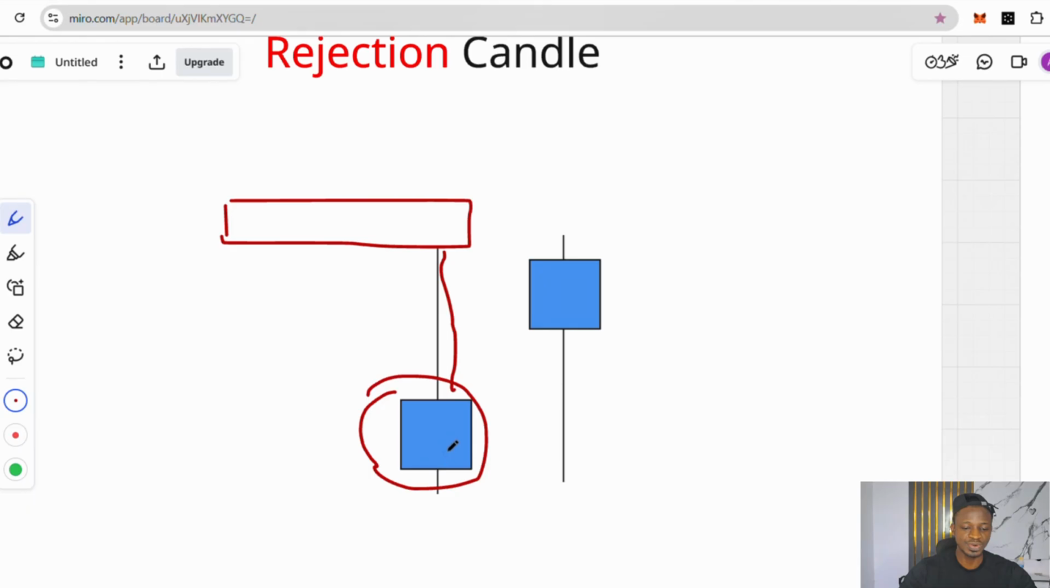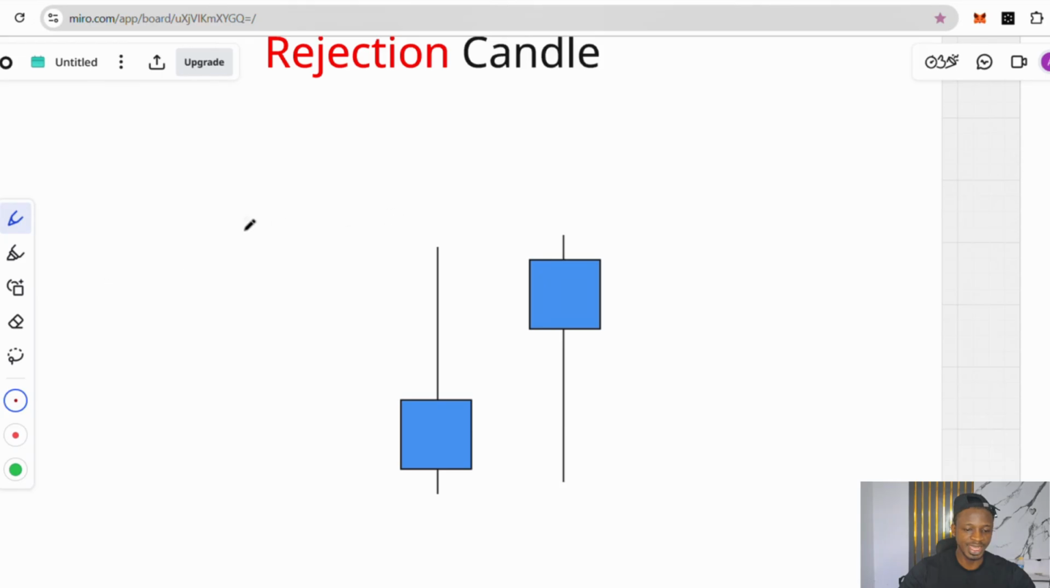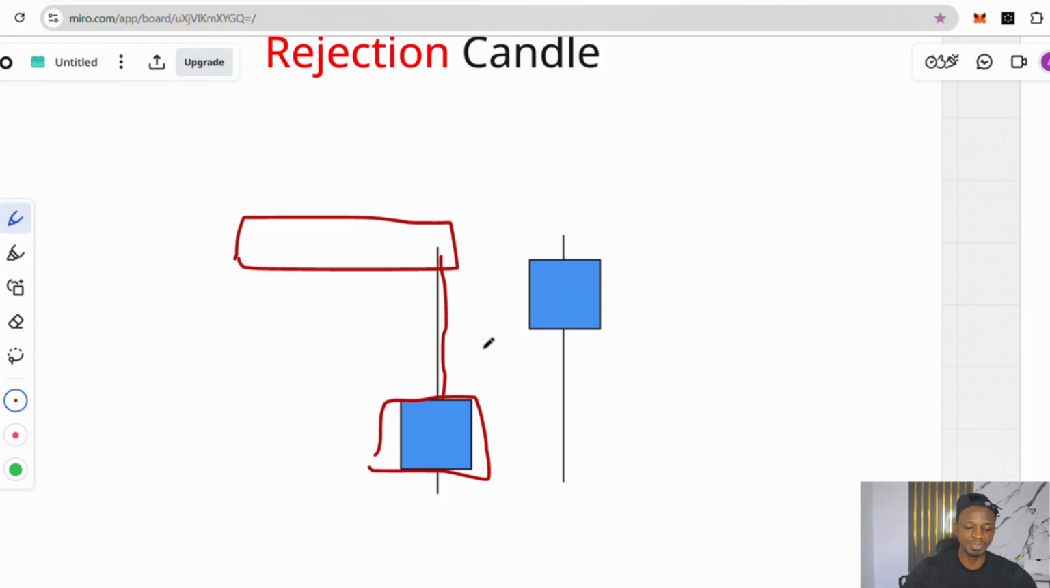It shows that the sellers have higher pressure. That is why the candle stops in this format. You understand? That is why the candle ends in this format. So from this zone, let's say from the supply zone, you can see the market move. There's a strong rejection. The market moves downward to this place, and you can see it ends with a little body. You understand?